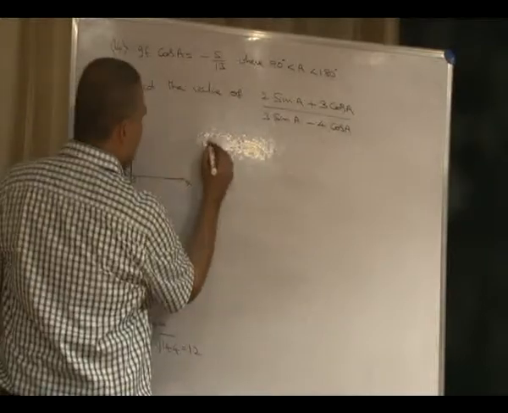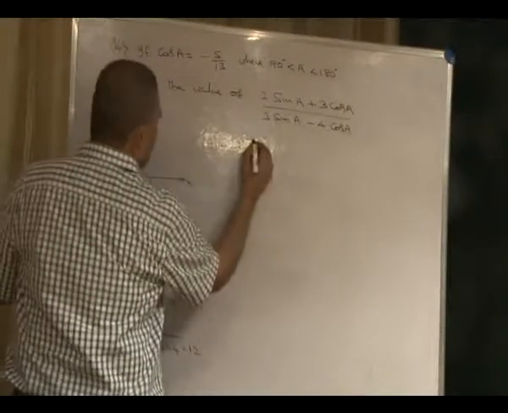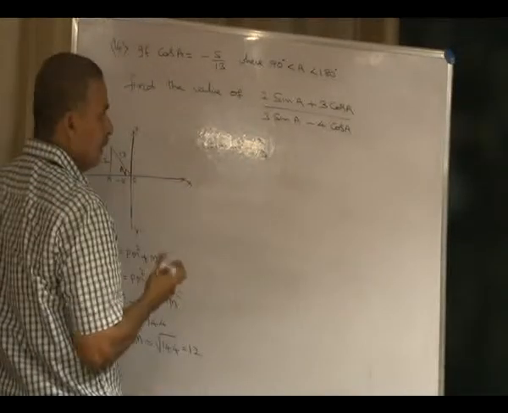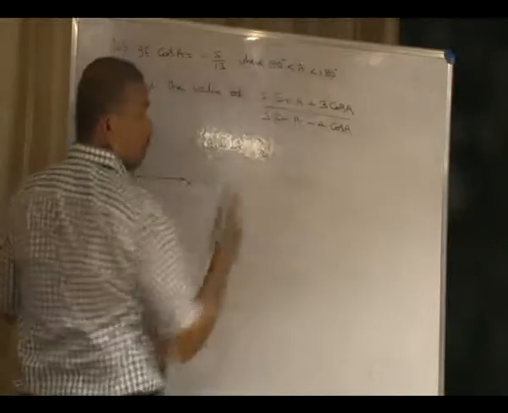That is sin A, that is equal to opposite side 12 by hypotenuse 13. Here it is plus, since sin A is positive in the second quadrant. Here A is in the second quadrant.